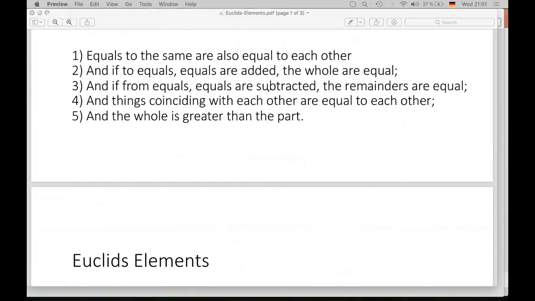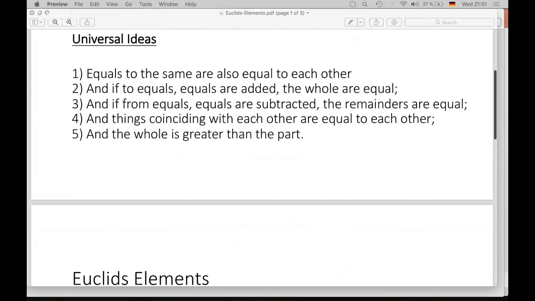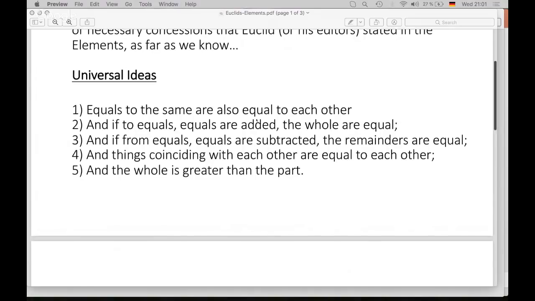And the same if you subtract them. And that things coinciding with each other are equal to each other, and a fairly obvious one, that the whole is greater than the part. Right? So they're fairly simple ideas that everybody can immediately agree to.